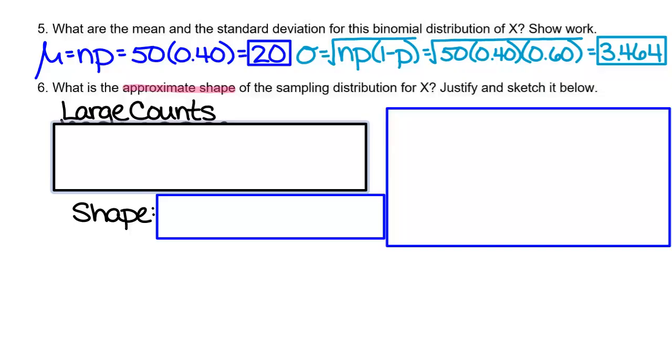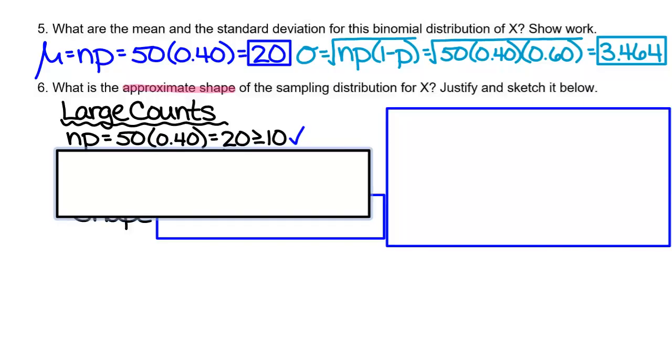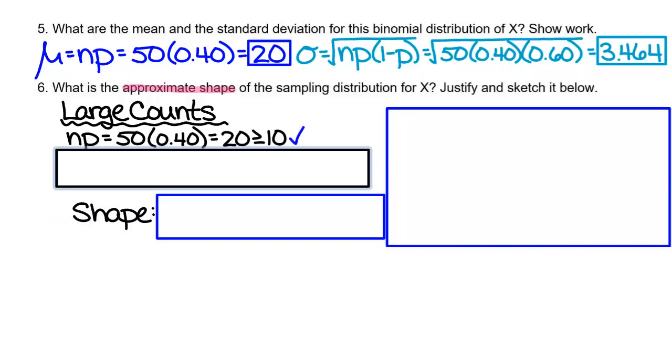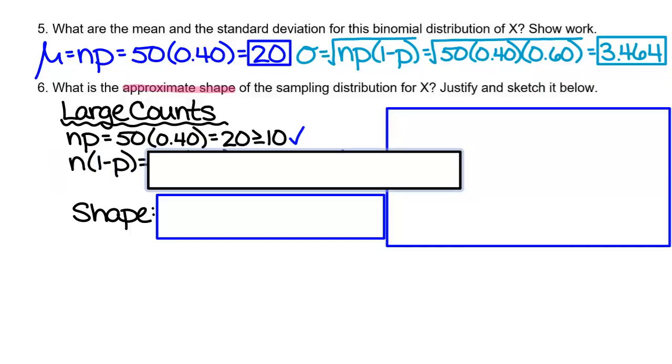So what is my expected successes here? 20. N times P. So that's the first thing we check. N times P is my mean. Is my expected value at least 10? And then how would I check my expected number of failures? 1 minus P. So I would do N times 1 minus P. What's that going to come out to?